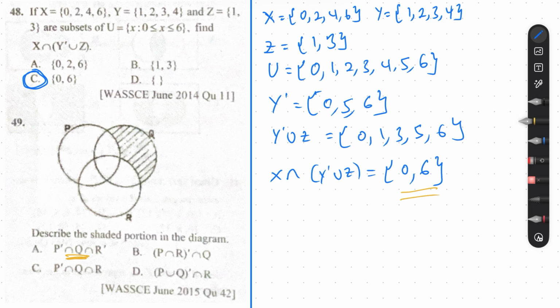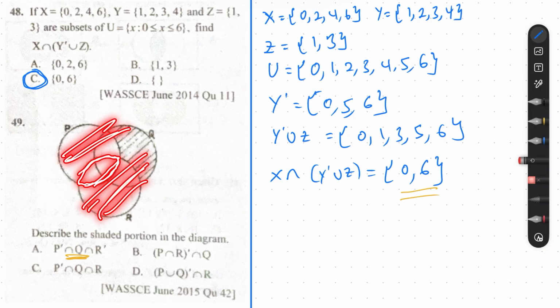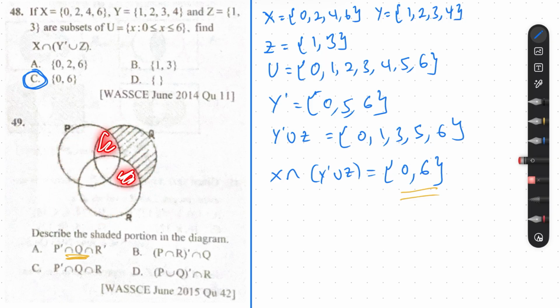Okay, let's go to B. B says P intersection R. P intersection R is this set right here, and then the complement of that. Complement of this means everything here goes. That means even this side goes, and this side goes. But we are saying intersection Q, and Q is this whole side. If that is the case, then this answer is not correct, because this place would have to be shaded, because that is also part of Q. So this answer is wrong.